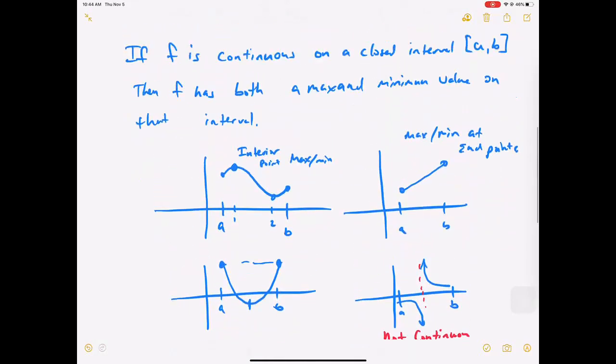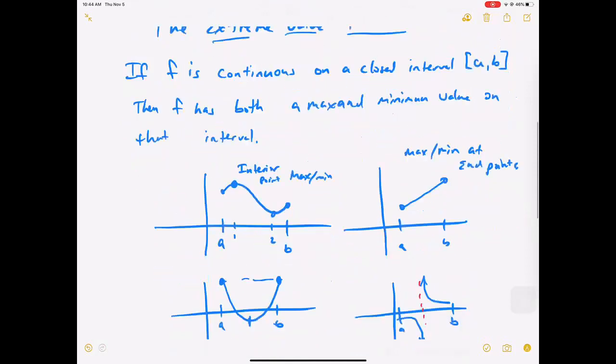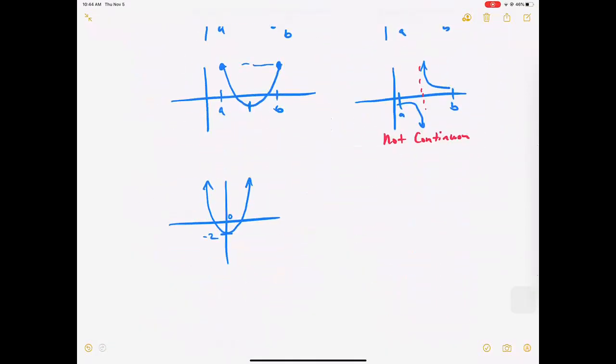The extreme value theorem does not apply here. But does it mean it doesn't have a max or min? No, this one does have an absolute minimum at (0, -2). That's my absolute minimum, but no absolute max. And that's okay because the rule didn't guarantee me a maximum. But if it's closed, it is guaranteed.